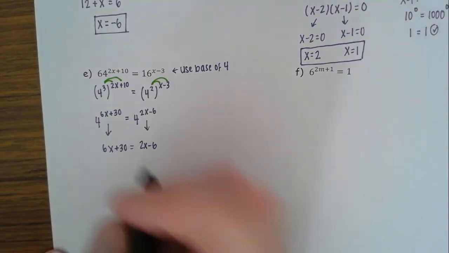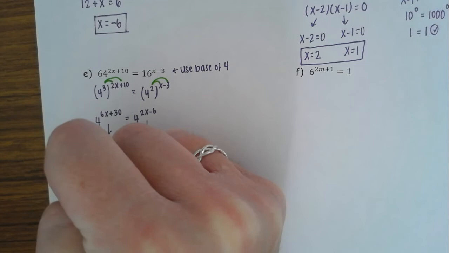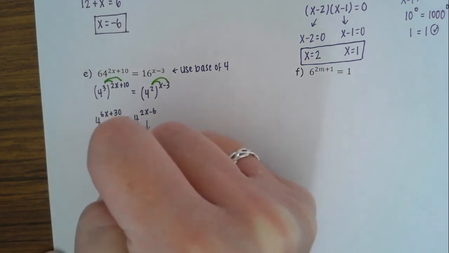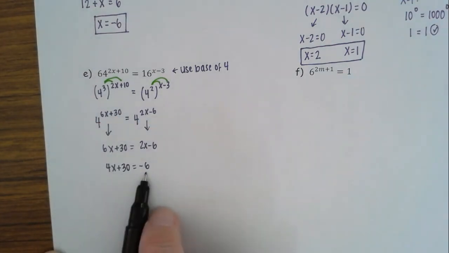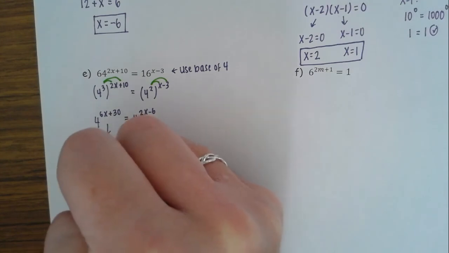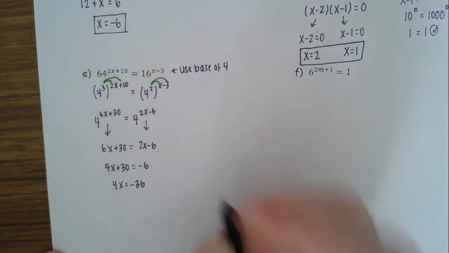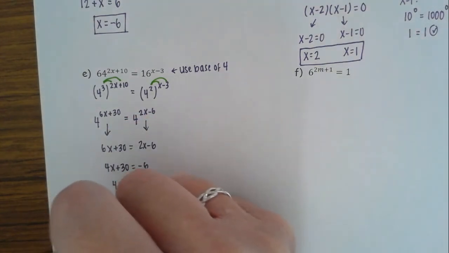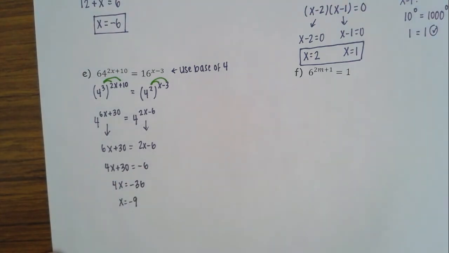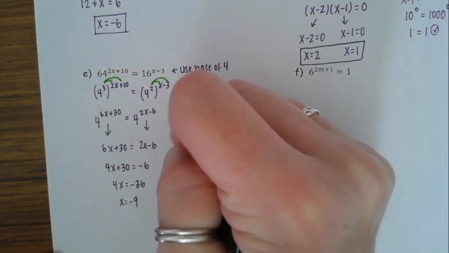So I'll subtract 2x, that's going to give me 4x plus 30 is equal to negative 6. Subtract 30, 4x is going to be equal to negative 36. Divide by 4, x is going to be negative 9. And again, I always want to go back and check.